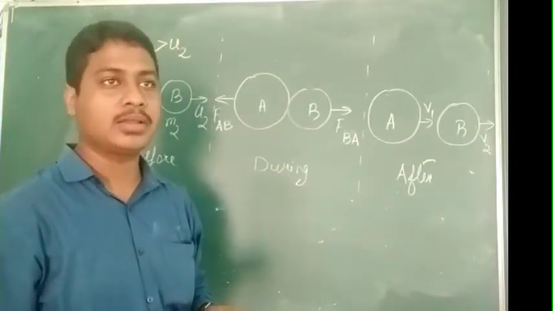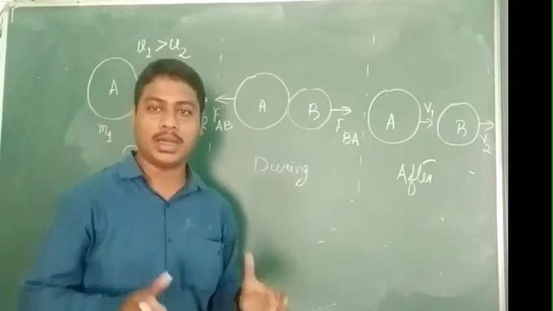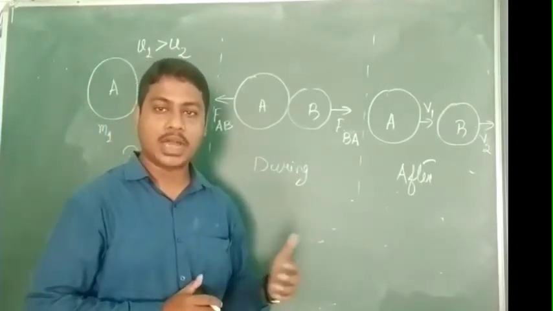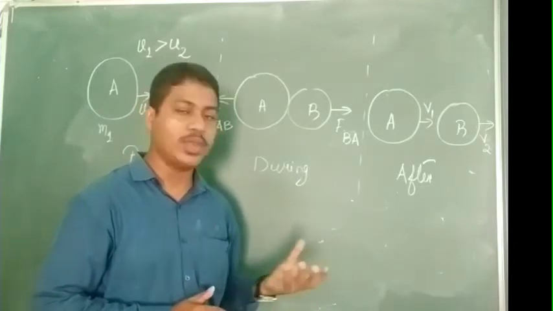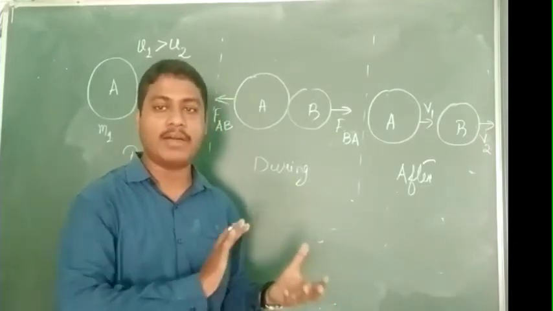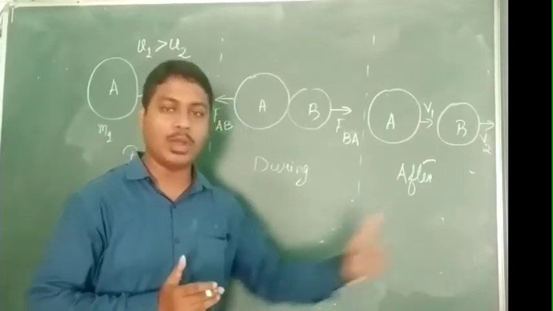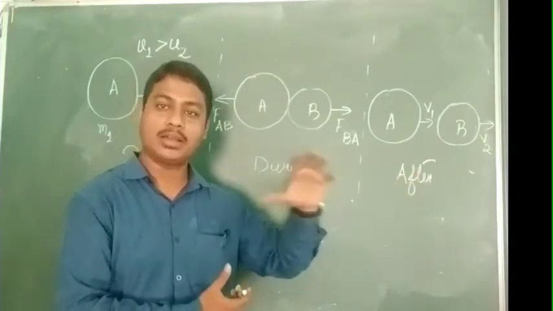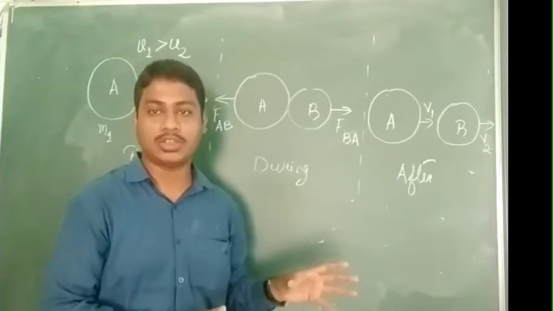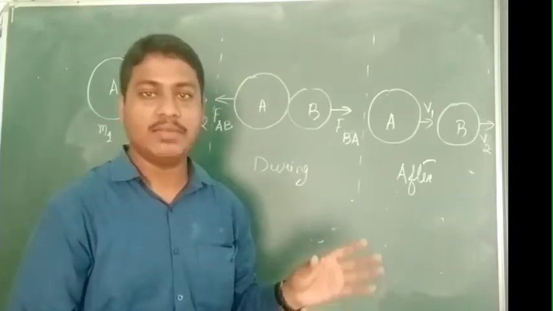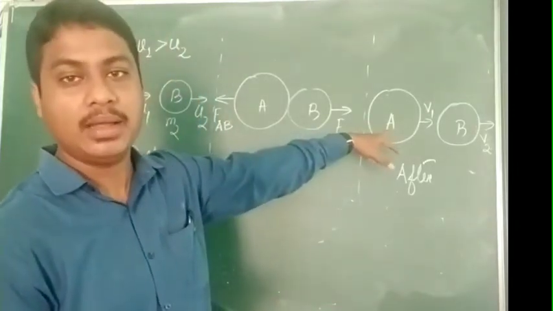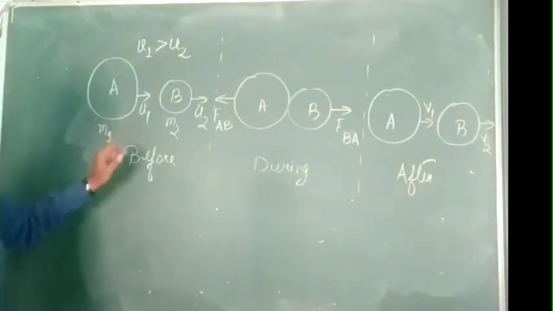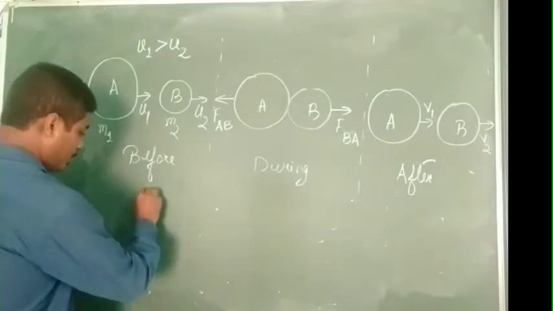Similarly, suppose a truck goes and collides with a car. The truck is moving at a higher speed and the car at a slower speed. After the collision, the car will move with a higher speed, and the velocity of the truck will change only slightly. Now suppose I consider before collision, what will be its momentum?